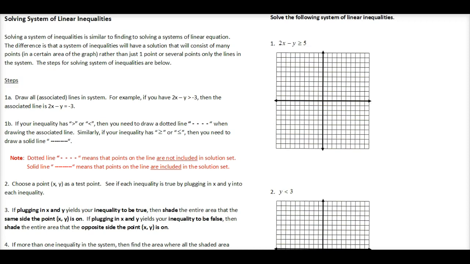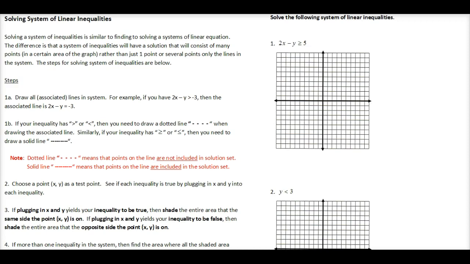After we do that, our second step is to choose a test point. Normally, if our line does not go through the origin, that is to say the point (0, 0), then we want to choose that point because it makes it easy to evaluate what's going on. However, if our line does go through the point (0, 0), then we'll have to find some other point. It really doesn't matter what point it is, just find one.